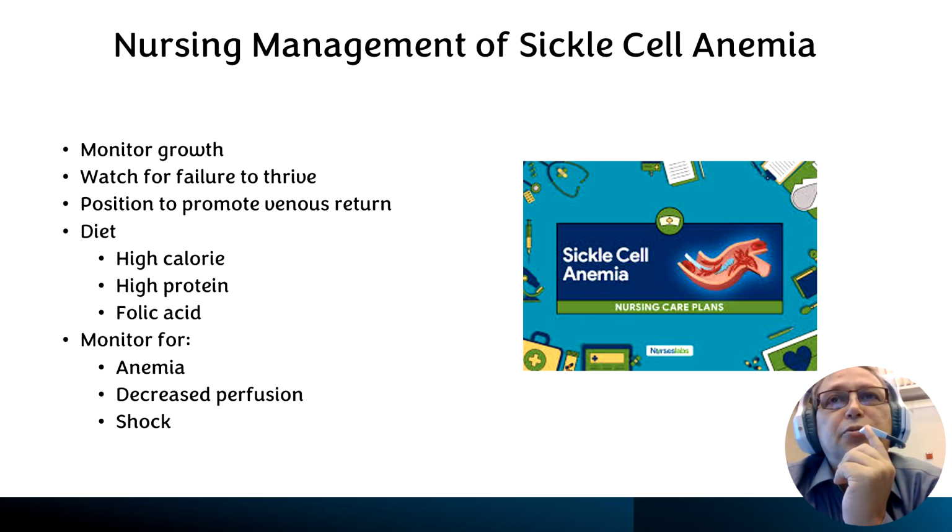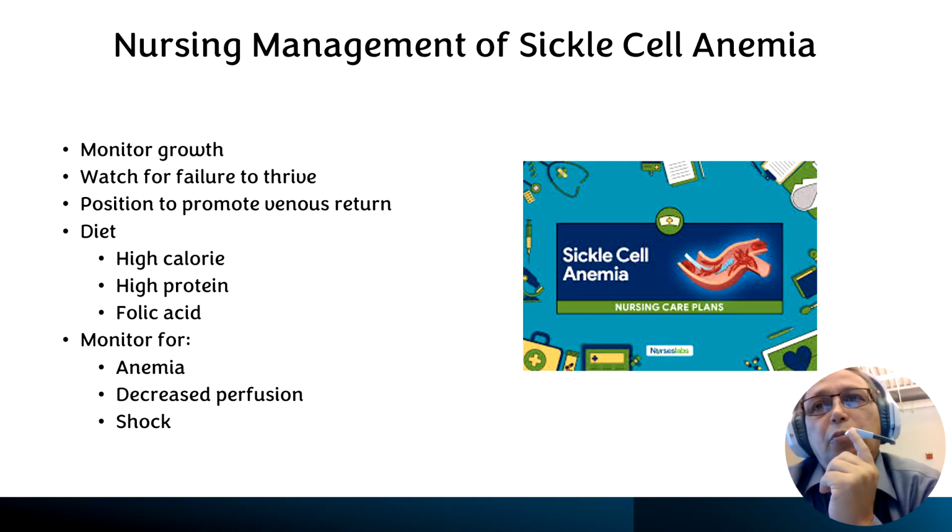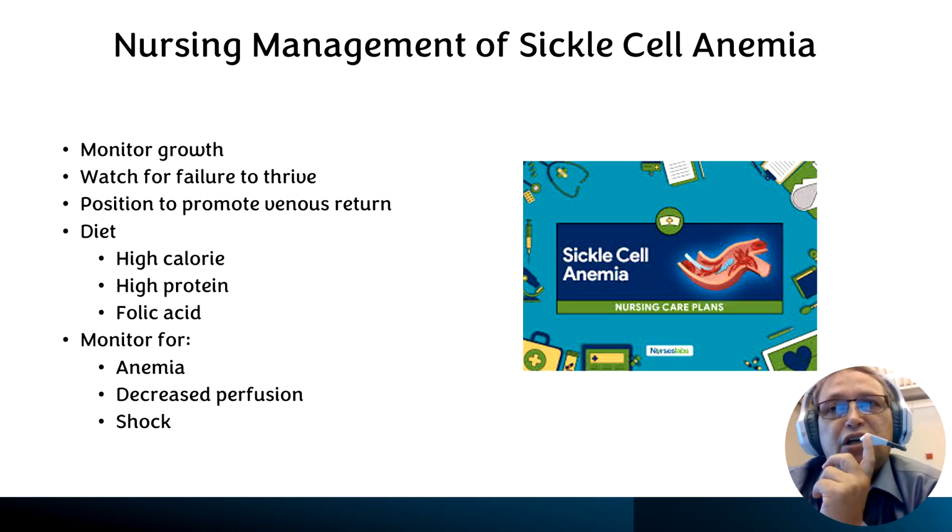What do we do with management of sickle cell anemia? Well, we monitor for growth. Why are we looking for growth? Well, it's because if you don't have good oxygenation, you don't have good cell metabolism, a lot of nutrients are not getting through the cells, so you're not going to have good growth. As a result of this, we're going to keep an eye out for failure to thrive.